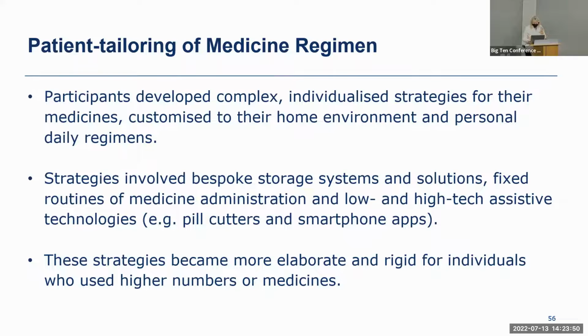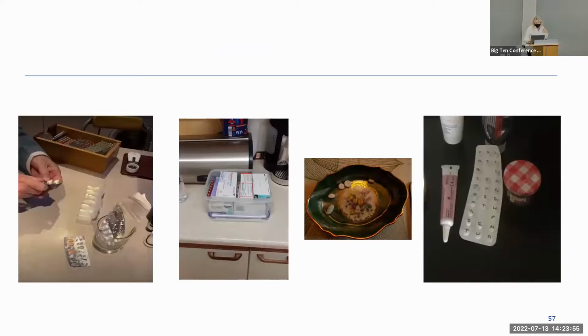So those were the most core findings. These are just a few images. The picture on the left, my right, your left, with the gentleman's hand, you can see he's got this wooden box. Every time he gets his medicine supply, he takes them out of the original packs and puts all the strips in this box. And this is how he sorts them.